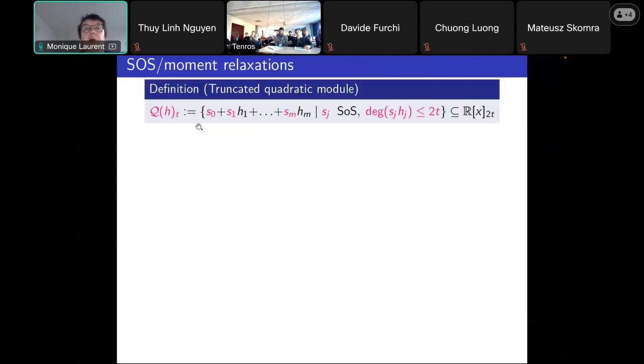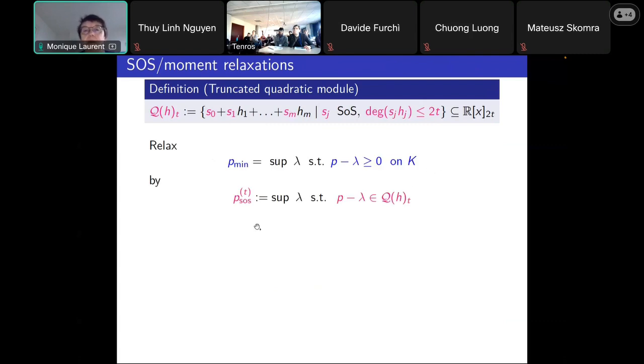What we do now is we consider the truncated quadratic module. So we pick an integer t, and we call the truncated quadratic module at degree t, QHT. It's the set of all these polynomials where we assume that the Sj are sums of squares, but on top of that, every term has degree at most 2t. So you pick a degree bound and you restrict yourself to every term in this summation having degree at most 2t. So now we have a set which is living in a finite dimensional space, not in the full polynomial space, but in the space of polynomials of degree at most 2t.